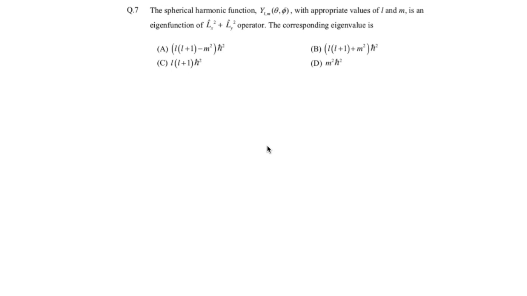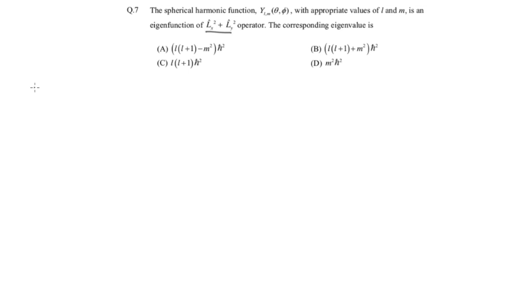Okay, so the question is, you are given a spherical harmonic function, that is given by Y l m of theta phi, with appropriate values of l and m, is an eigenfunction of this term, that is Lx square plus Ly square. So this is what is given to you. What they are asking is, what is the eigenvalue. So you are given the eigenfunction, you need to find out the eigenvalue.